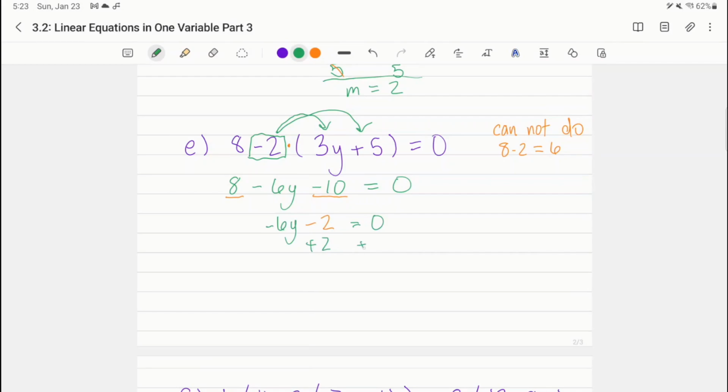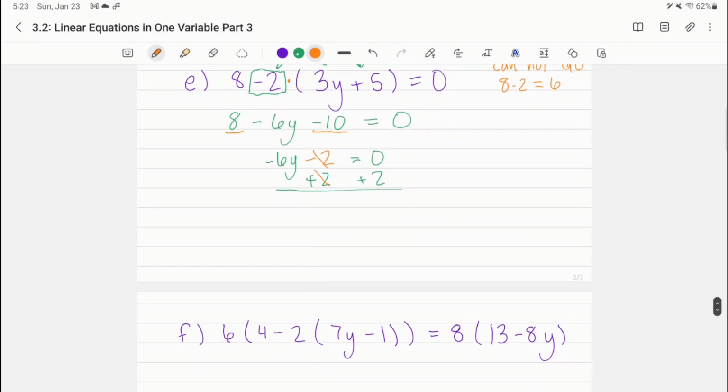Add 2 to both sides. -2 and 2 cancel out. Get -6y equals 2. Divide by -6. Divide by -6. The 6's cancel out. We get y equals. And then we can reduce that by 2, so we get -1/3. So the answer to E is -1/3.